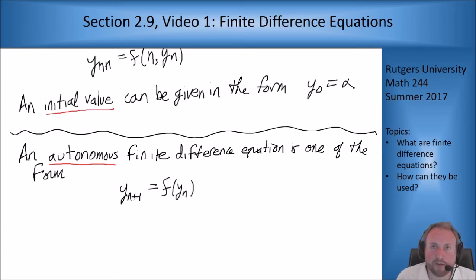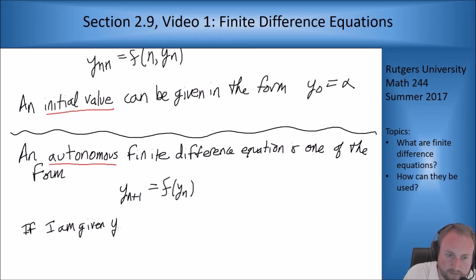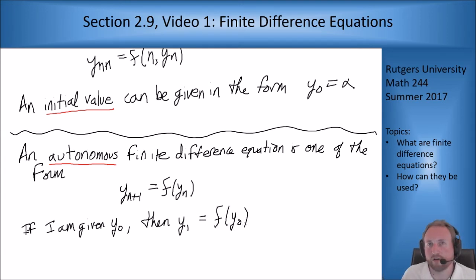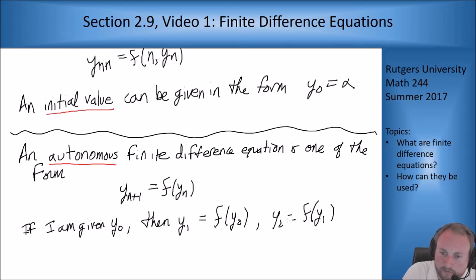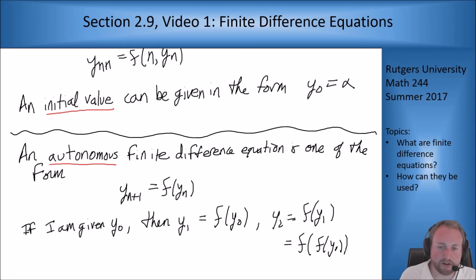So how does solving these equations work? Well, if I'm given y0, then what is y1? Then y1 is just f of y0. What is y2? y2 is just f of y1, which is just f of f of y0. So all we're doing here is just iterating the function f over and over and over again, and that gives us our entire set of values in our solution here.